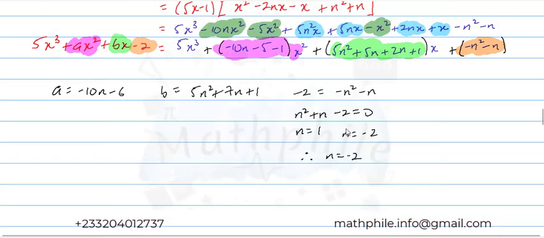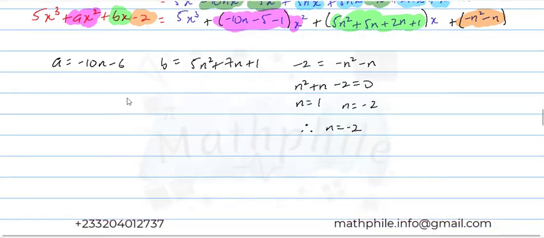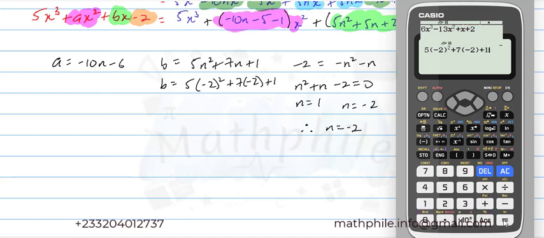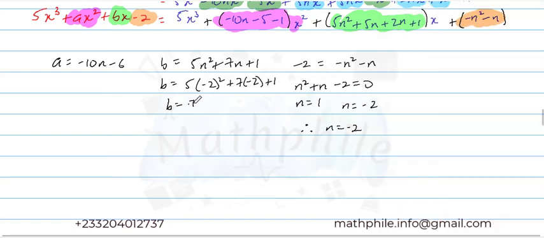Now that we know the value of n, we should be able to get the value of b. So b now becomes 5(negative 2) squared plus 7(negative 2) plus 1. So let's do the substitution. 5(negative 2) squared plus 7(negative 2) plus 1. That gives you b to be equal to 7. So b equals 7.